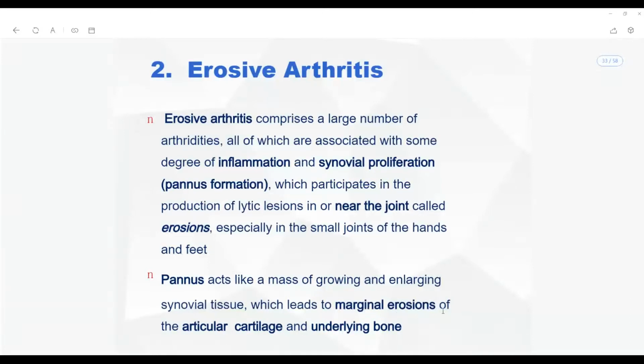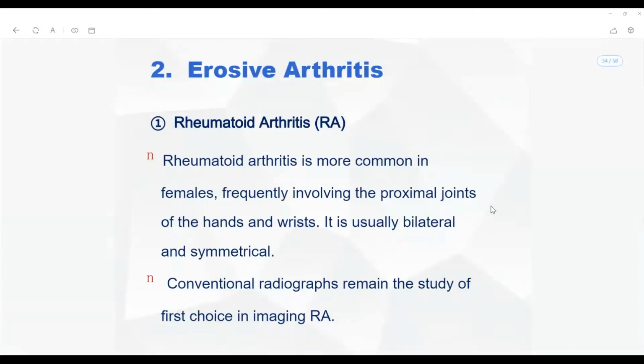This means the problem has started in the synovial tissue, and eventually shows its end result on the articular cartilage, and then finally destroys the underlying bone. That's how it became an erosive arthritis, which is commonly called rheumatoid arthritis. Remember, it is called rheumatoid arthritis.